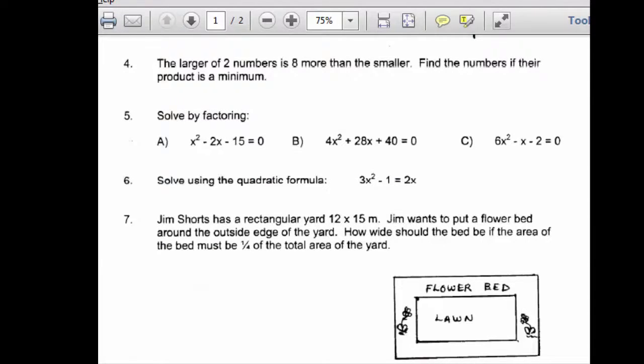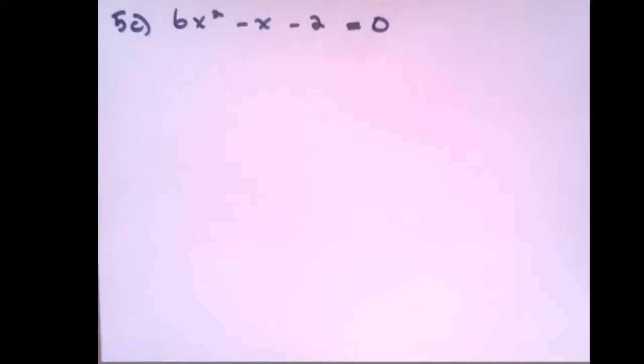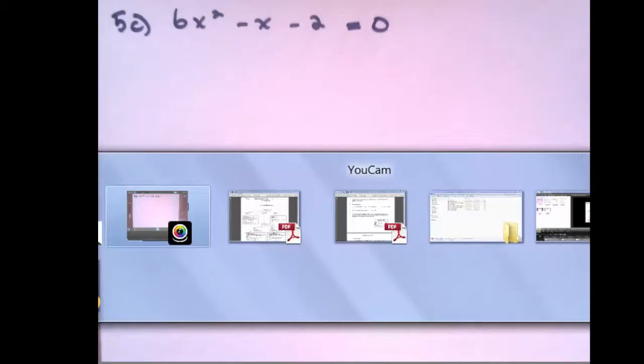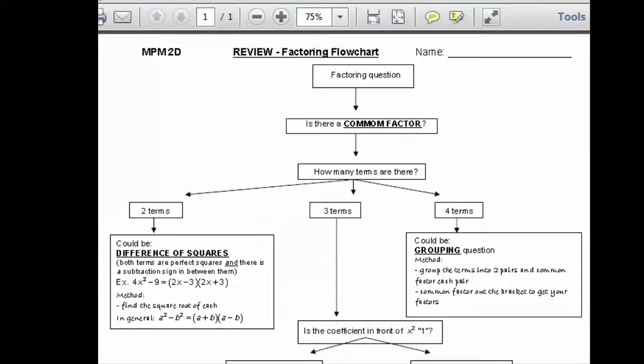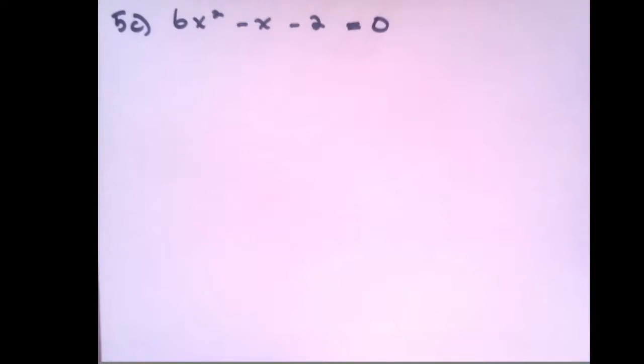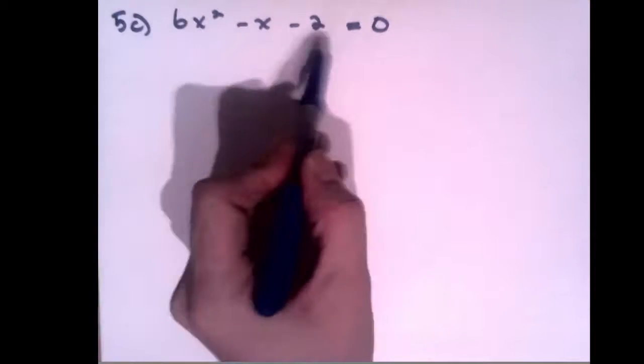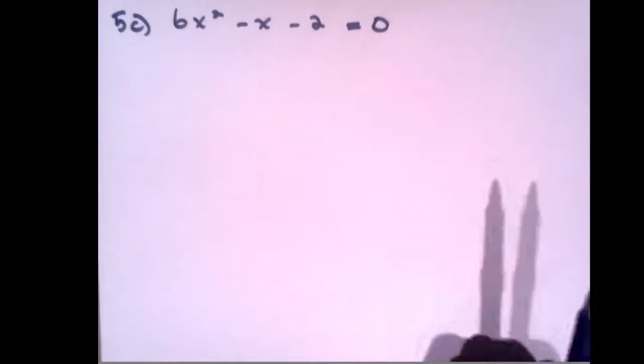All right, solve by factoring for 5c. So I've written this out here. Okay, the first step when factoring, check your flowchart. Ideally, you need to know this by heart. I'm going to refer to it here to remind you guys. So factoring question, yes. Is there a common factor? Is anything common across these three terms? They don't have any common numbers. Okay, so you have a 6, a -1, and a -2. They don't all share an x, so there's no common factors.